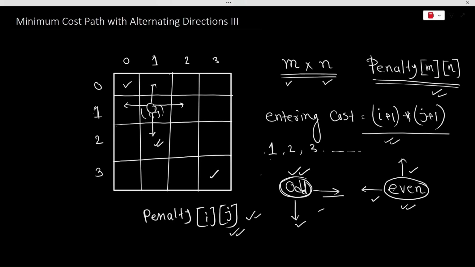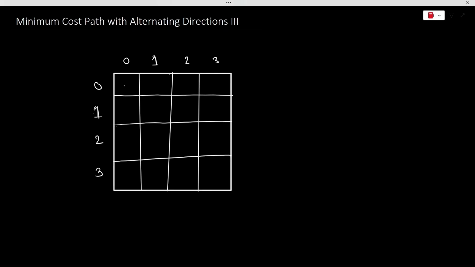Now let's see the approach. As you know, we need to go from (0, 0) to (m-1, n-1) with minimum cost. So this problem is nothing but a single source Dijkstra problem. We can use the Dijkstra algorithm to find the minimum cost to reach the cell (m-1, n-1). The things we need to carry in the Dijkstra algorithm are the cost to reach any cell, the cell number i, j, and the parity.